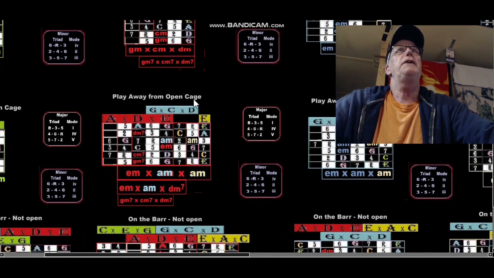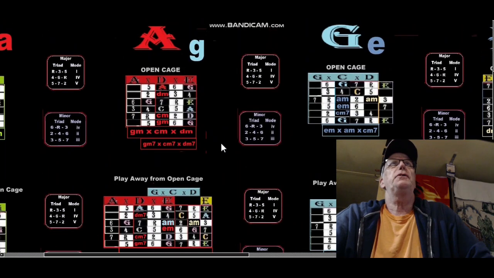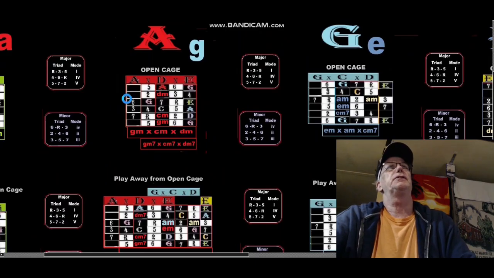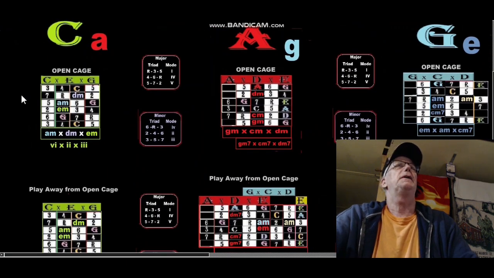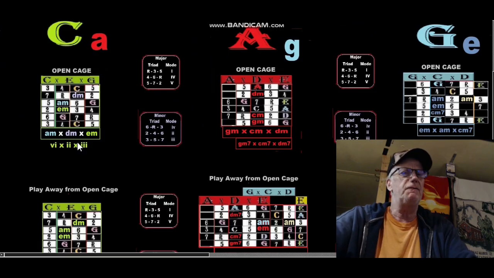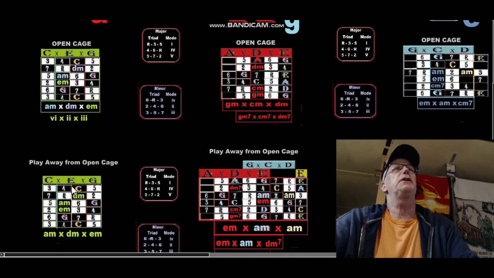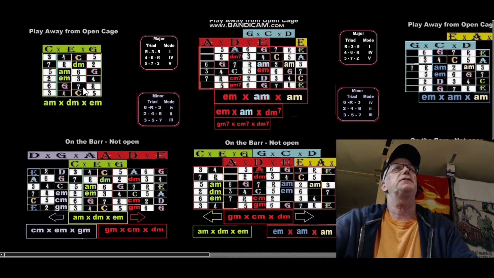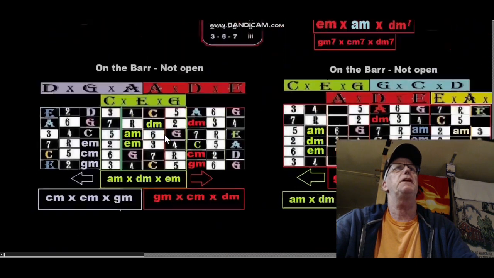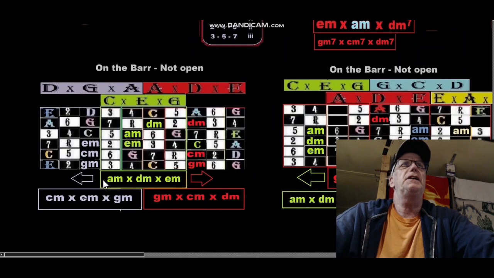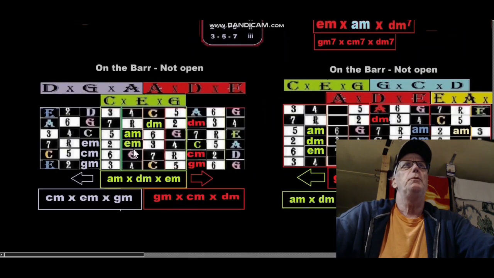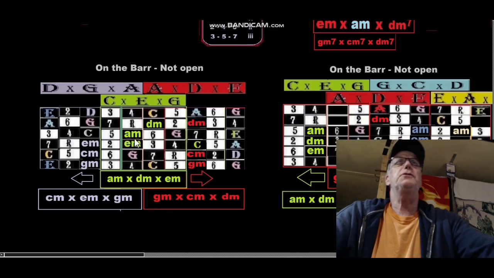Then we go play away from the cage, which is playing this way to the right. So we start with essentially an open cage here. Let's look at the C box. Now the problem is the C box doesn't have the problem. Okay, so the open cage and play away is going to be the same thing in the C box. The only thing that's different in the C box is when we look at it in context on the neck, where we can go below the C box to the D box, or above the C box to the A box. This is where they're located.